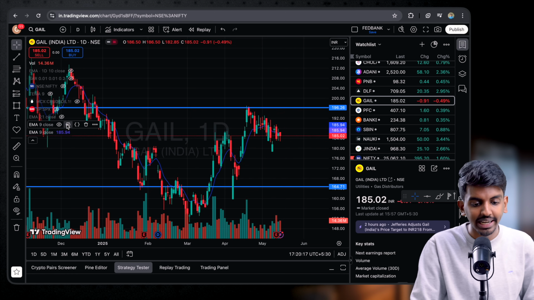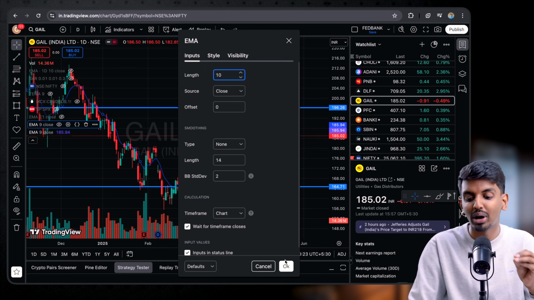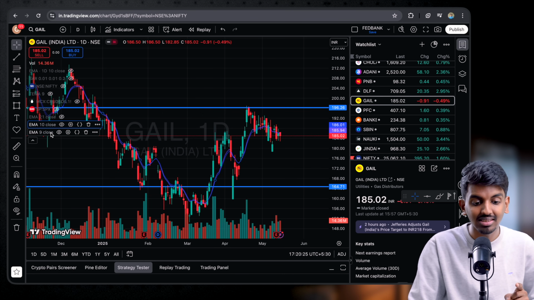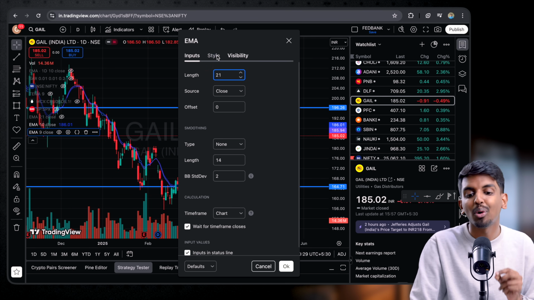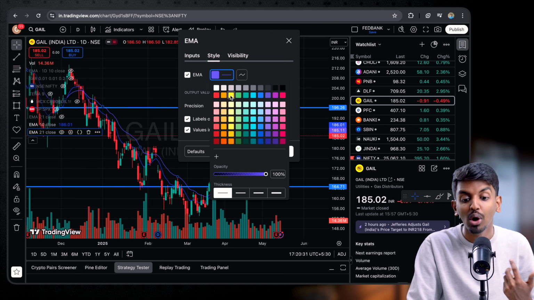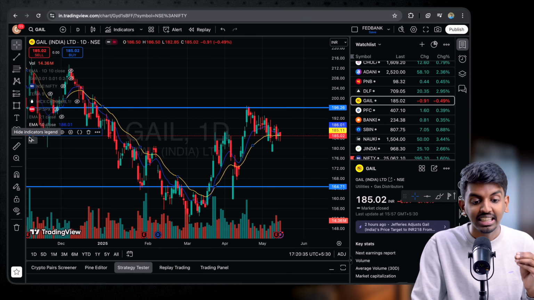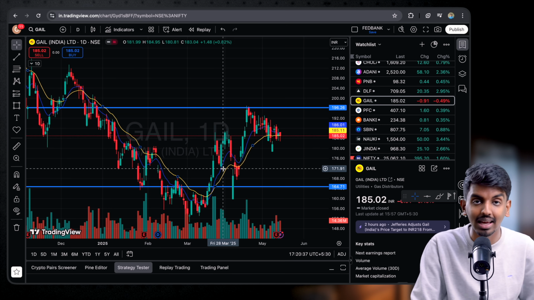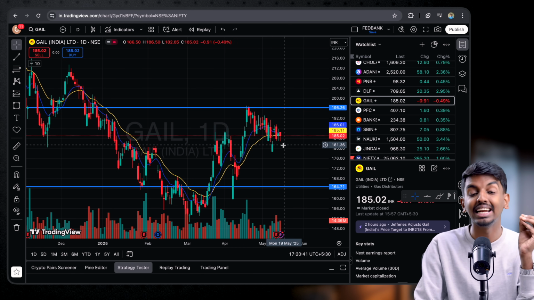Come here and change the length of one EMA. You can click on the settings button right here. Change the length of one EMA to 10. Change the length of the next EMA, the next moving average, to 21, and also change the color because you want to identify it very, very easily. So now you can see that the yellow line is your 21 days exponential moving average and your small blue line is your 10 days EMA.